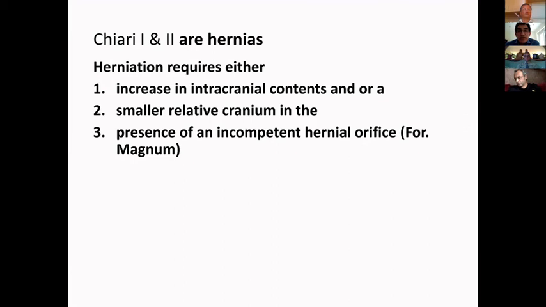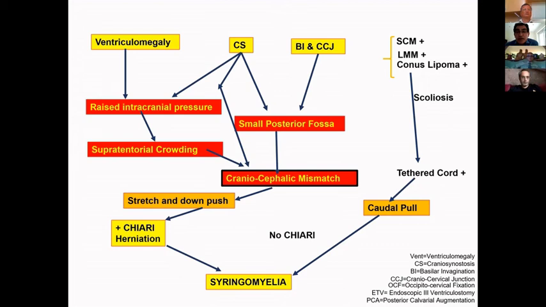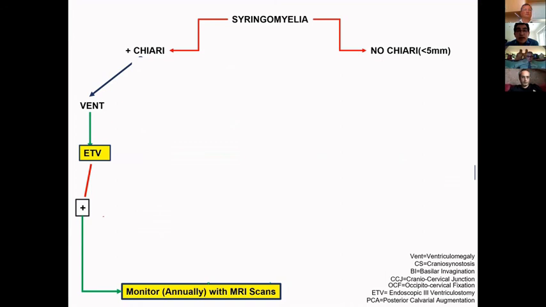So just to finalize now, what I want to tell you is again to remind you that Chiari 1 and Chiari 2 are not malformations, they are hernias. The tonsils are deformed, not malformed, and this is due to an increase in intracranial contents or a smaller relative cranium in the presence of an incompetent hernial orifice. And syringomyelia is the effect of hernial strangulation. You saw the algorithm of how it happens. Now, if we turn it around, then we can say that if you have ventriculomegaly, do an ETV and monitor.